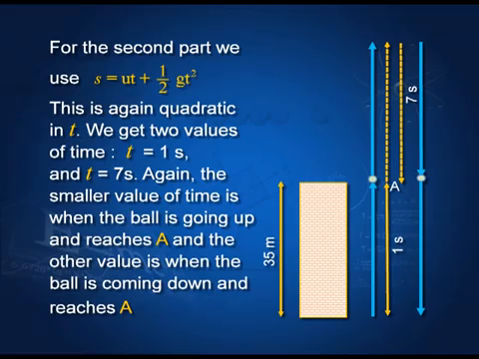t equal to 1 second while going up and t equal to 7 seconds while going up and then coming down to the same point A. So, in this case, both the times are correct, t equal to 1 second and t equal to 7 seconds.